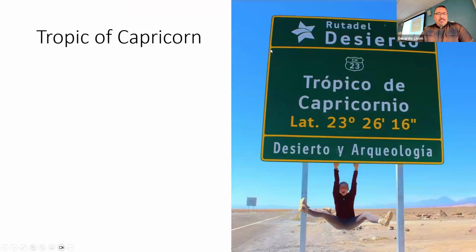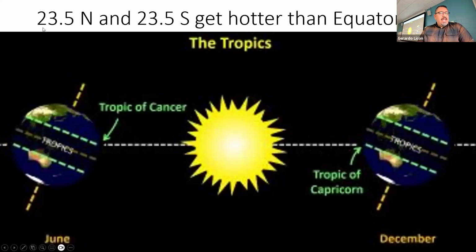Here, a former student of mine sent me a picture of the Tropic of Capricorn. Again, the Tropic of Cancer and the Tropic of Capricorn, at 23 and a half degrees north and 23 and a half degrees south, can get hotter than the equator. So it's not that the equator is always the hottest. It can get hotter than the equator at the Tropic of Cancer and Tropic of Capricorn.